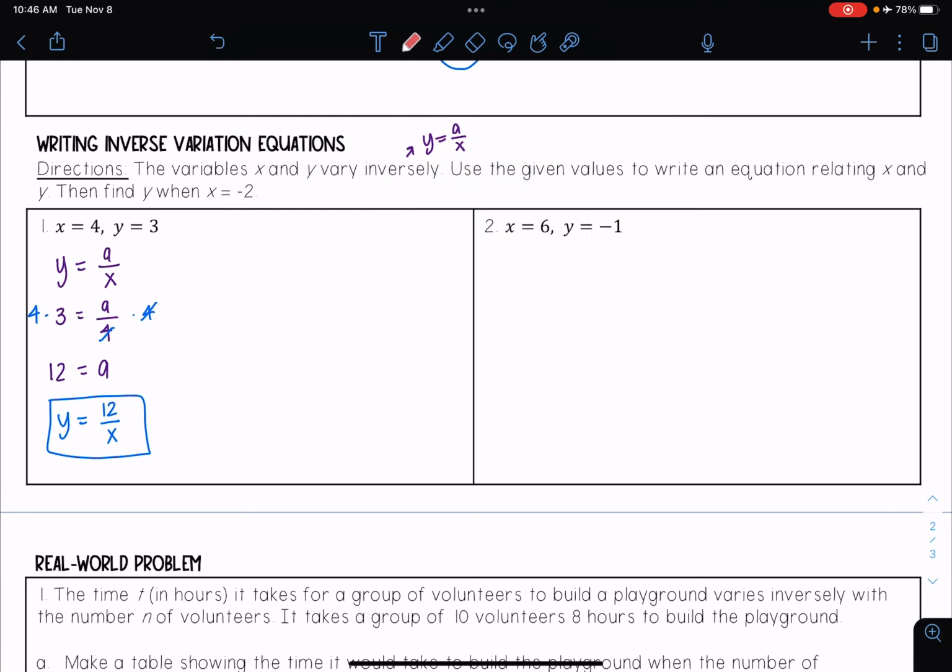Okay, and then the next part says to find y when x is equal to -2. So I have x is equal to -2, so I'm just going to plug that into my equation here. So I have y is equal to 12 over -2, and 12 divided by -2, I get that y is equal to -6.